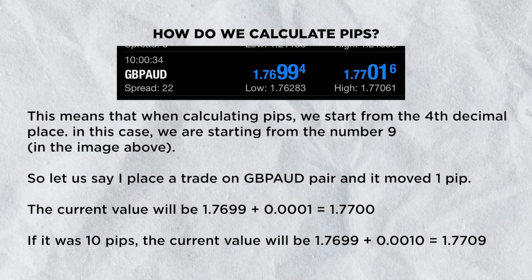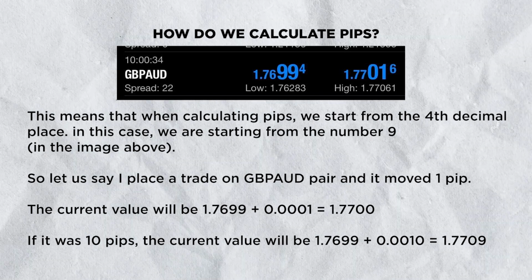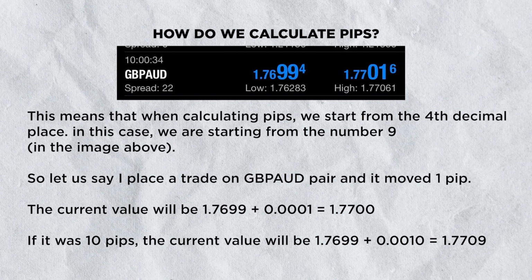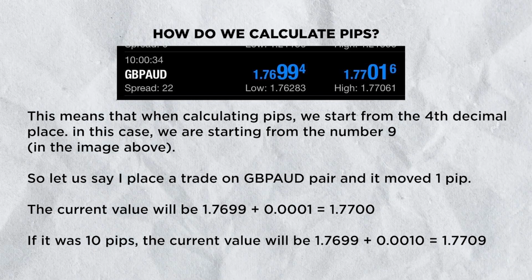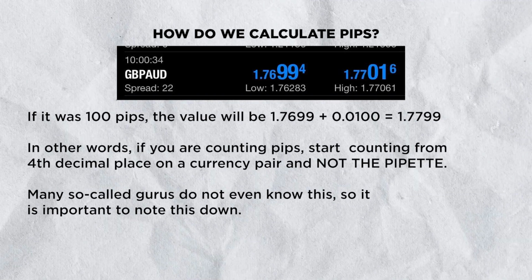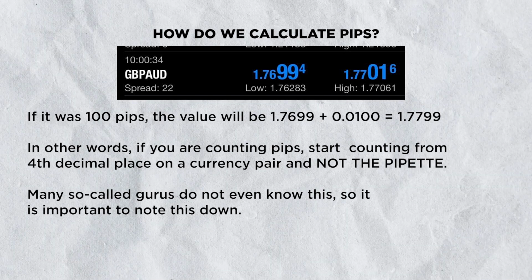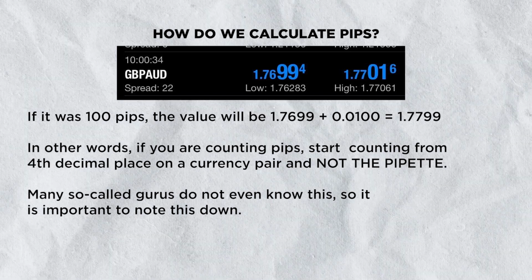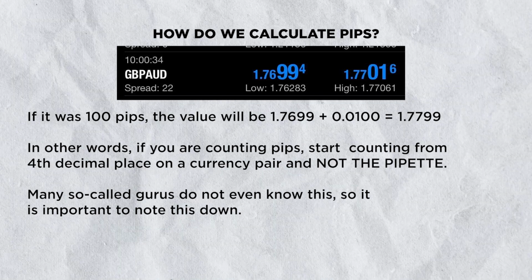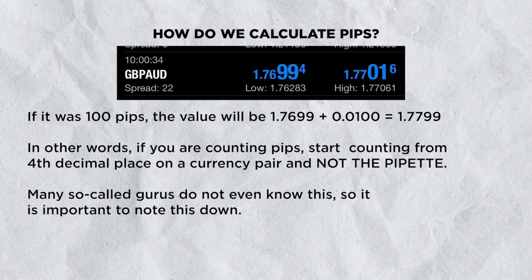So let us say I place a trade on GBP-AUD pair and it moved 1 pip. The current value will be 1.7699 plus 0.0001, or 1.7700. If it was 10 pips, the current value will be 1.7699 plus 0.0010, 1.7709. If it was 100 pips, the value will be 1.7699 plus 0.0100, or 1.7799. In other words, if you are counting pips, start counting from the 4th decimal place on a currency pair and not the pipette. Many so-called gurus do not even know this, so it is important to note this.